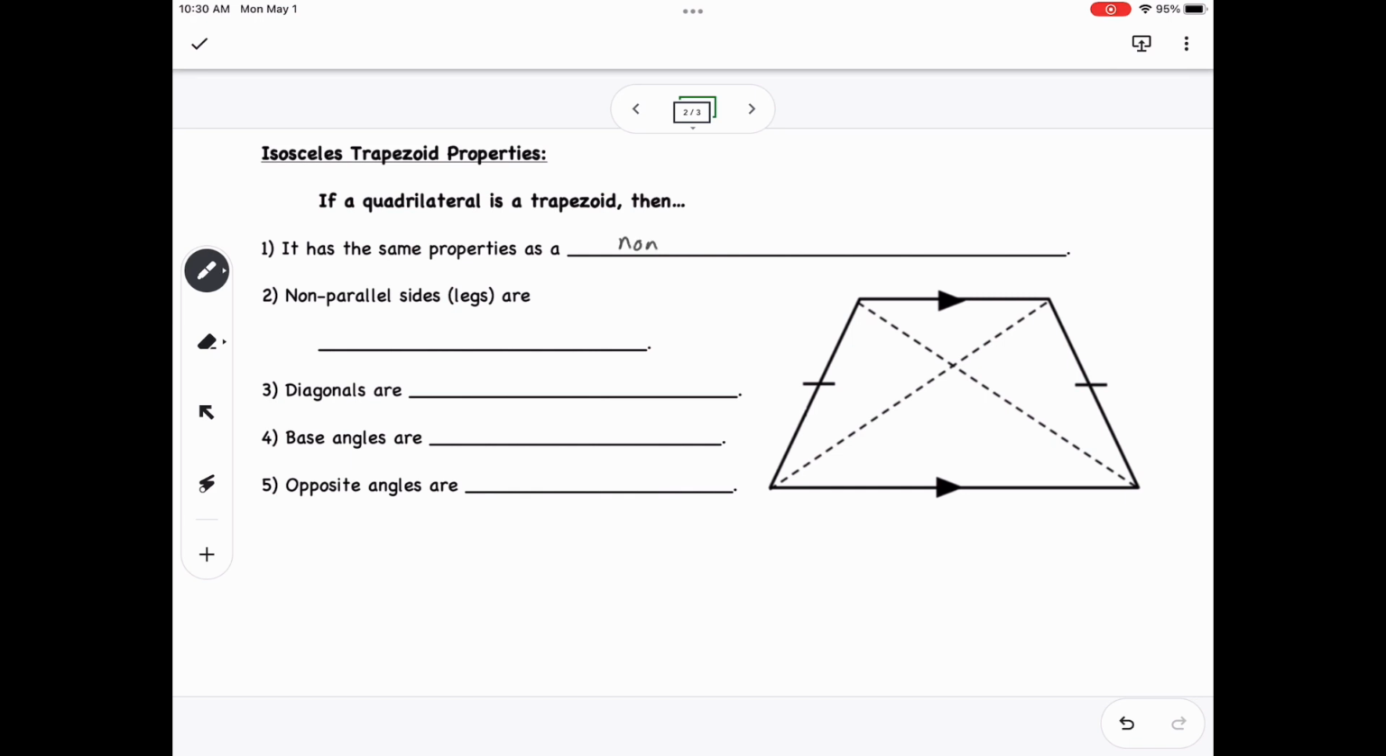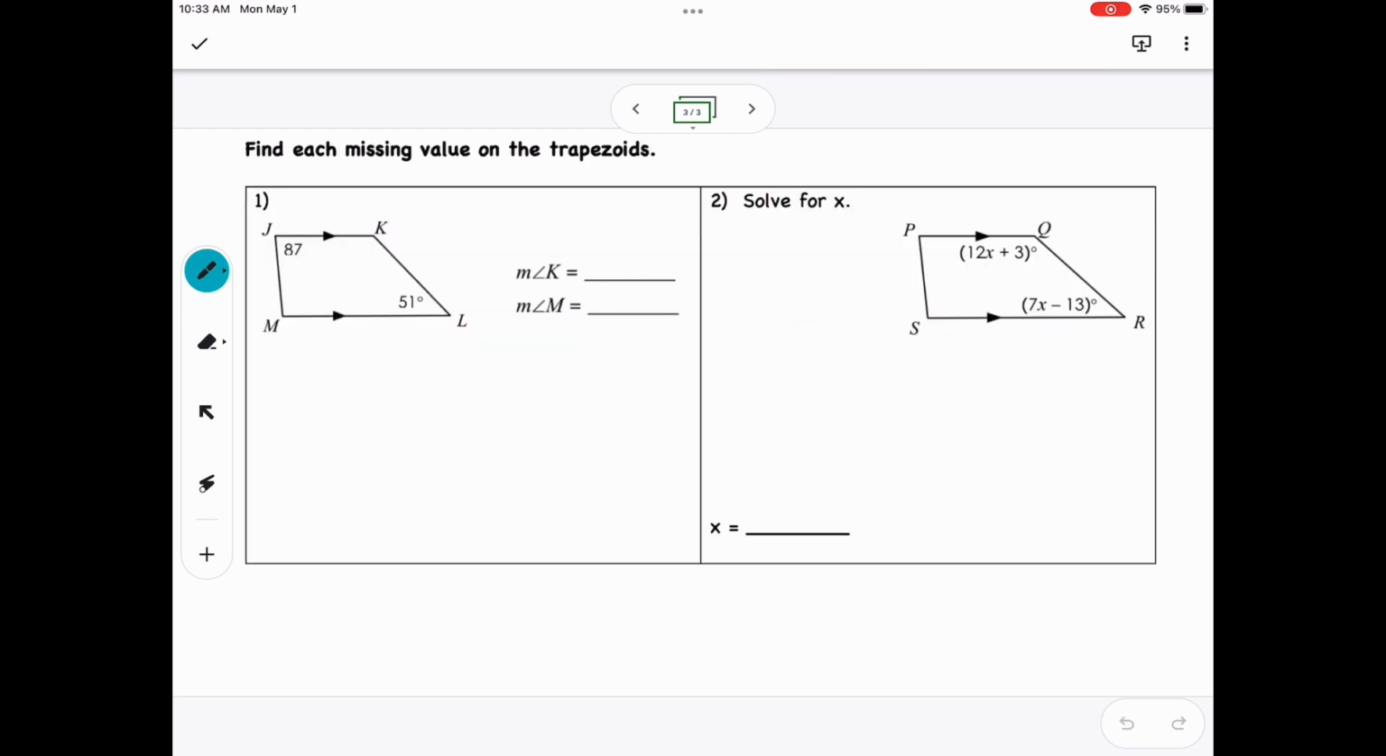Isosceles trapezoids have the same properties as non-isosceles trapezoids do. So consecutive angles are supplementary, and one pair of sides is parallel, but they also have non-parallel sides that are congruent because of the isosceles, just like an isosceles triangle. Diagonals are congruent because of that property. Base angles are congruent, so these would be base angles, the bottom two and the top two there, and then opposite angles are supplementary from one another. They also have that. So not just consecutive, but the opposite as well.